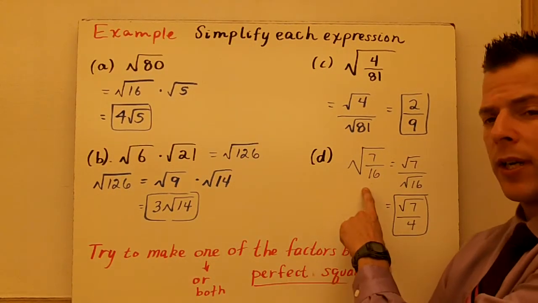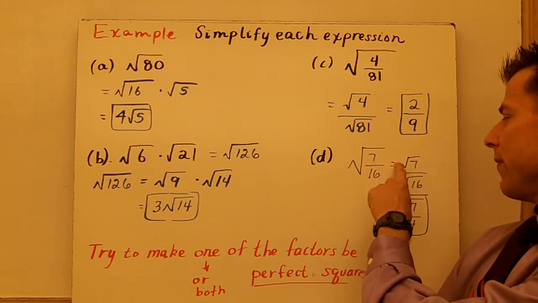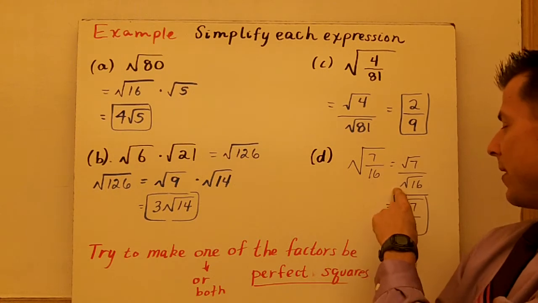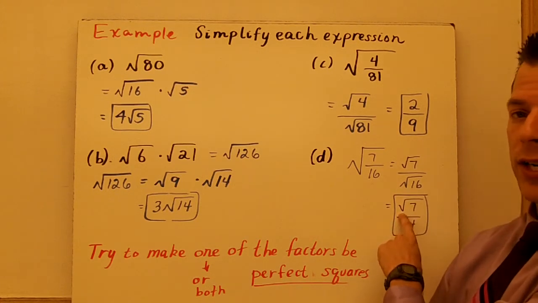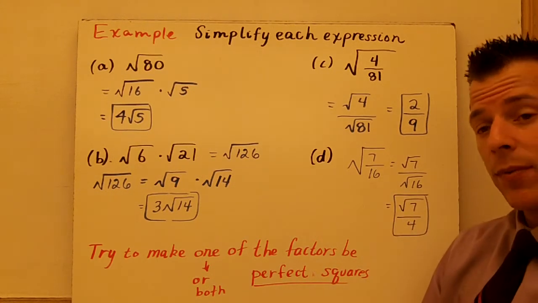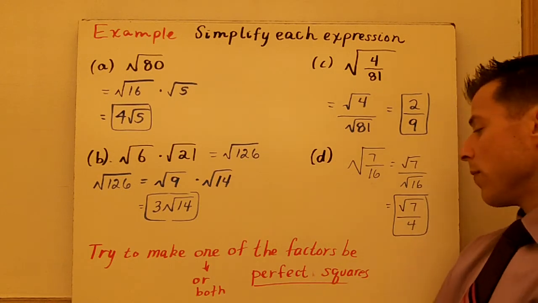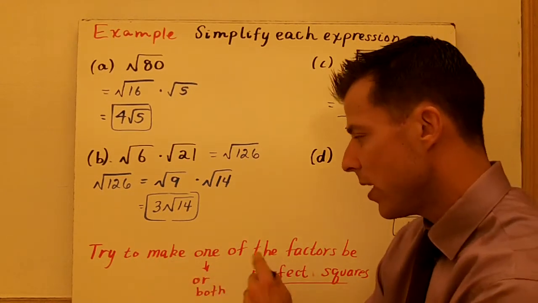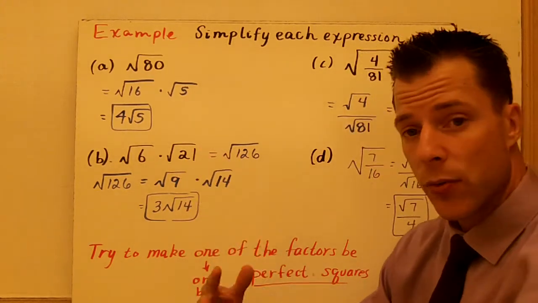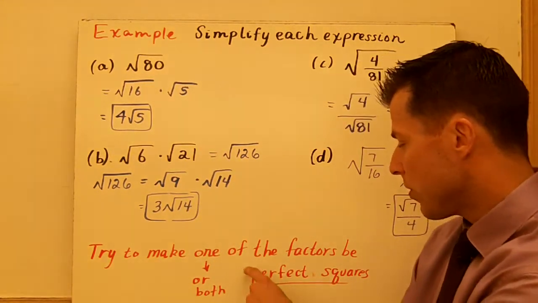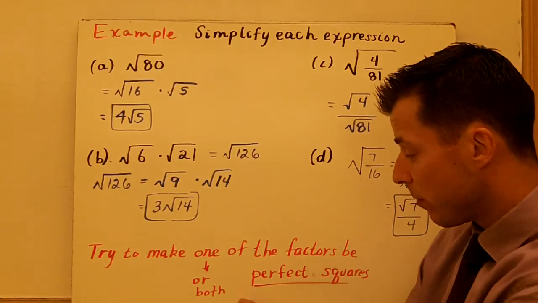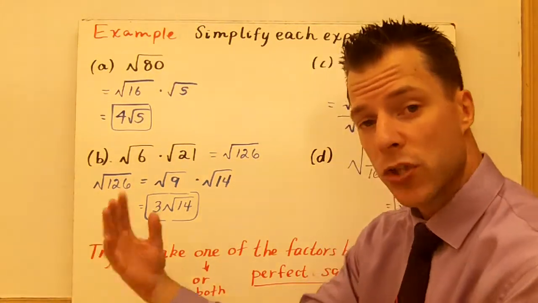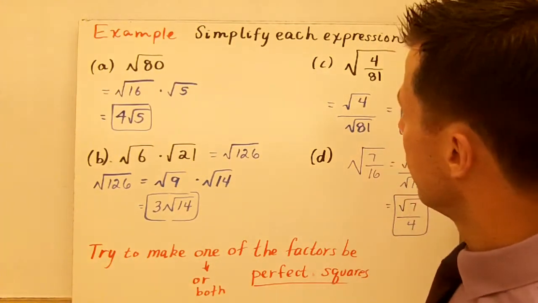In our last example here, we have root 7 over root 16. So I broke up the radical sign again. However, in the numerator here, I couldn't simplify, so I don't leave it as a decimal, I just leave it as root 7 over 4. And the note on the bottom here is just to make sure that when you're multiplying or working with a quotient, try to make one of the factors, or both, be perfect squares if possible. That way that perfect square can come out of the root.